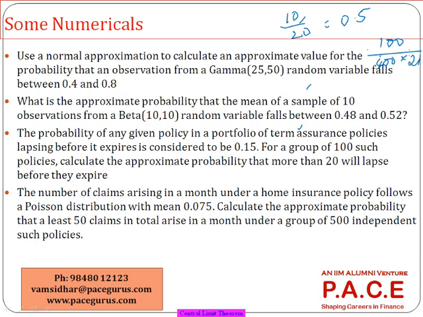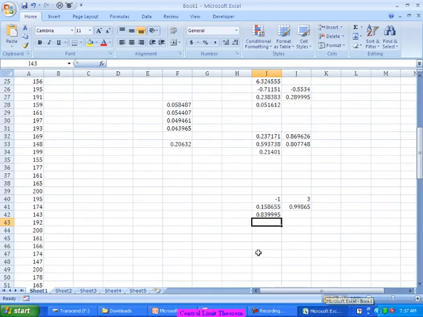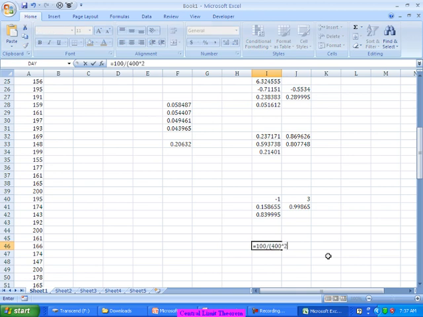So probably 100 by 400 into 21. 100 by 400 into 21 is the variance of the beta distribution. So what would be the standard deviation of that? I'll take the square root of this, and this will become the standard deviation of the beta distribution. Now the same can be translated to your normal distribution.